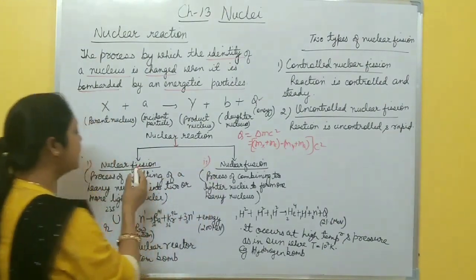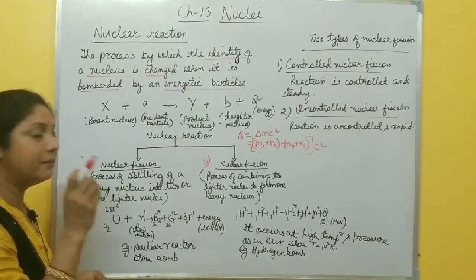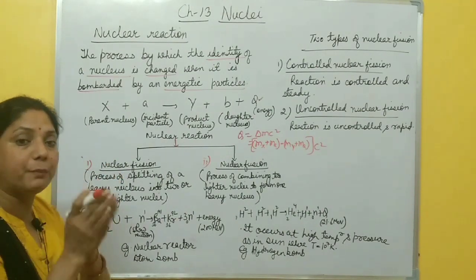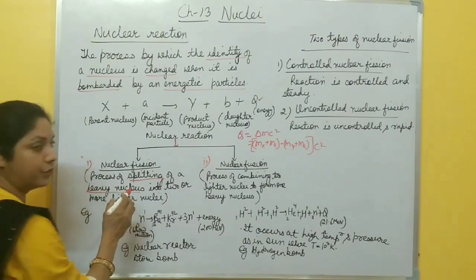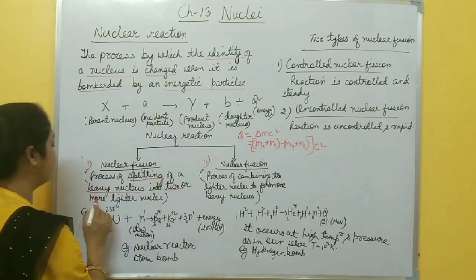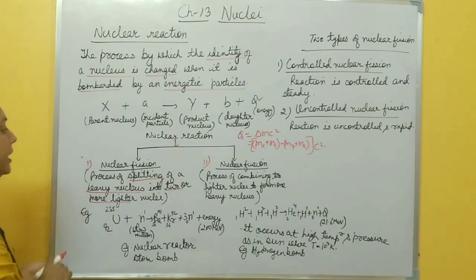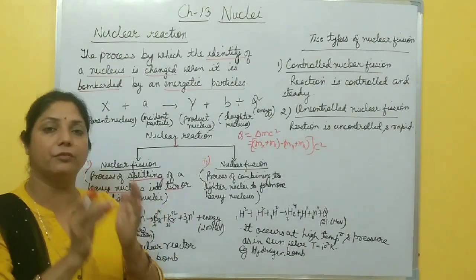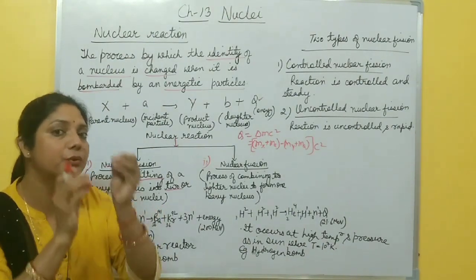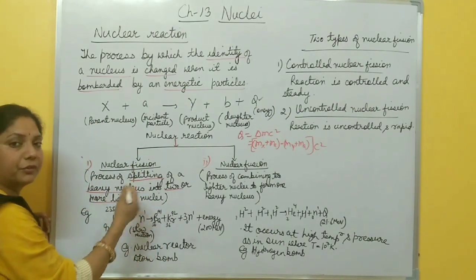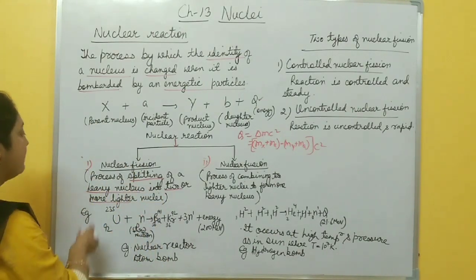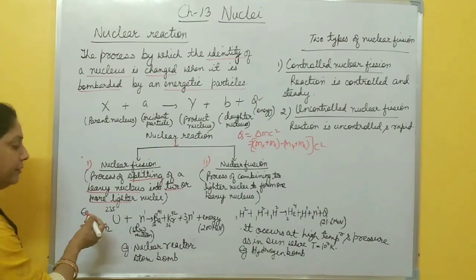What is nuclear fission? Fission means breaking, splitting. It is the process of splitting of a heavy nucleus into two or more lighter nuclei. It is a process of breaking or splitting of a heavy nucleus into two lighter nuclei, and in this process a large amount of energy is released. The best example for this is uranium-235.